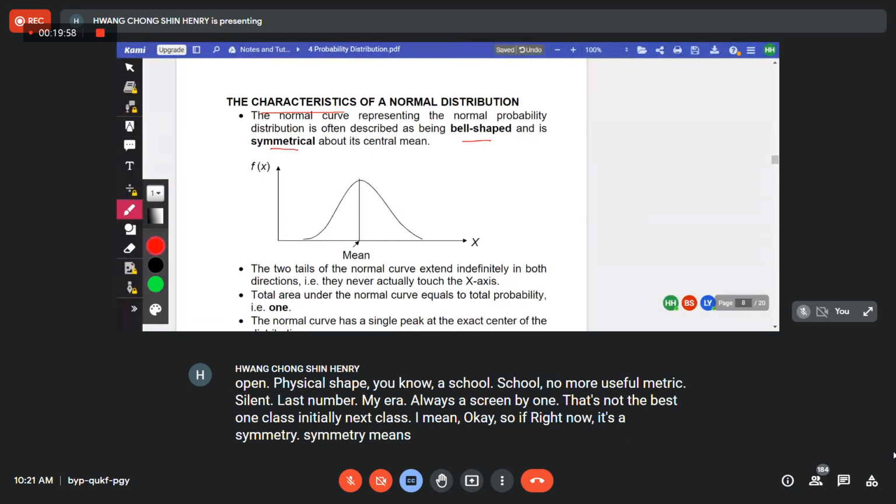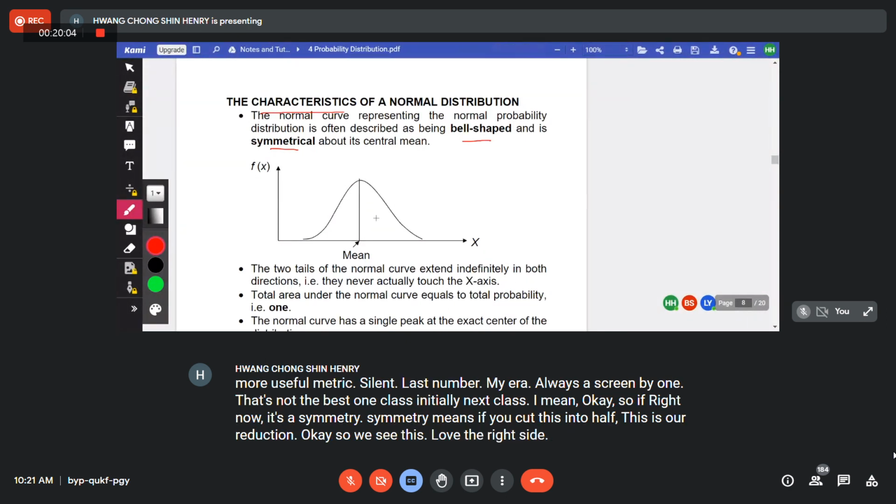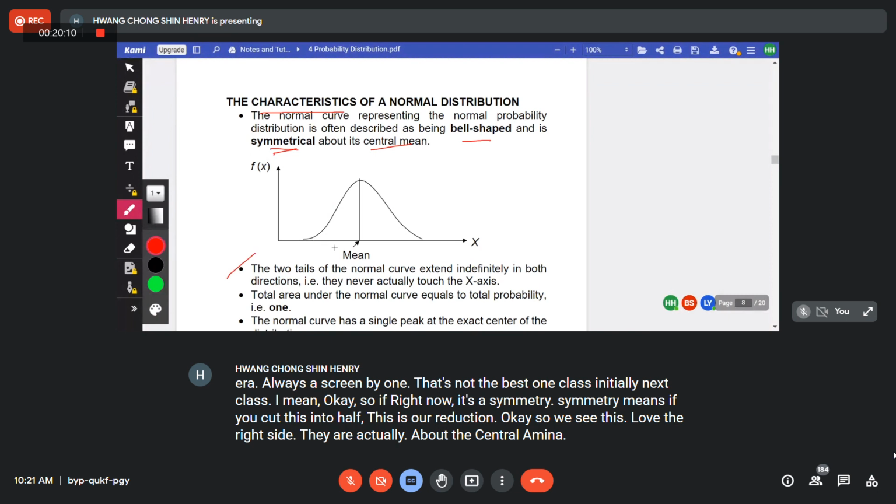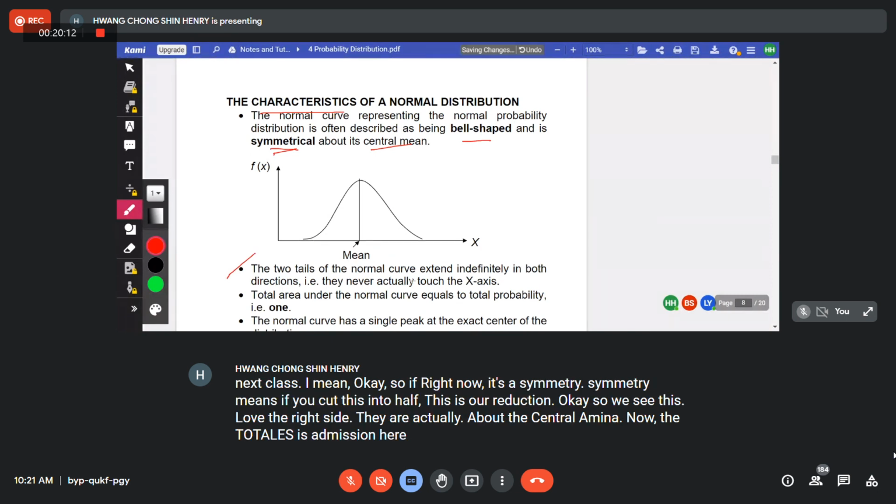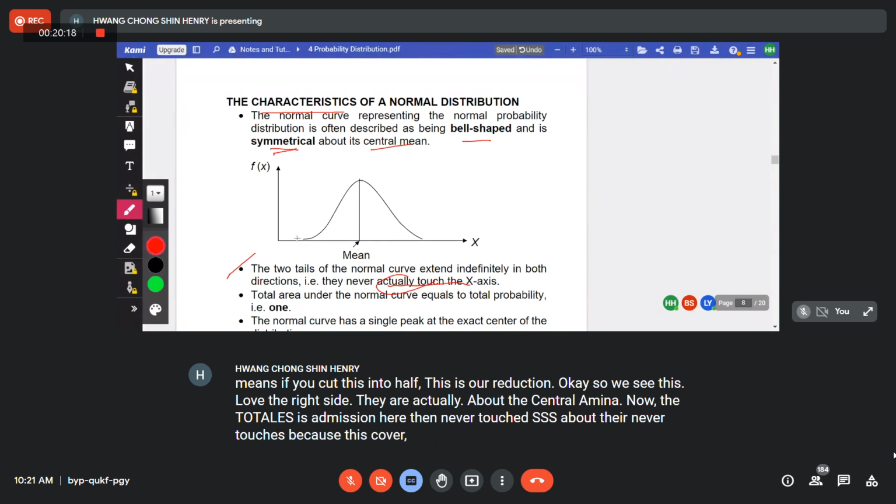Symmetry means if you cut this in half, this is our reflection. You see this left and right side, they are actually the same. Symmetry about the central mean. Now the two tails, as I mentioned here, never touch the axis. Remember, they never touch the axis because this curve looks very near to the axis, but it never touches.